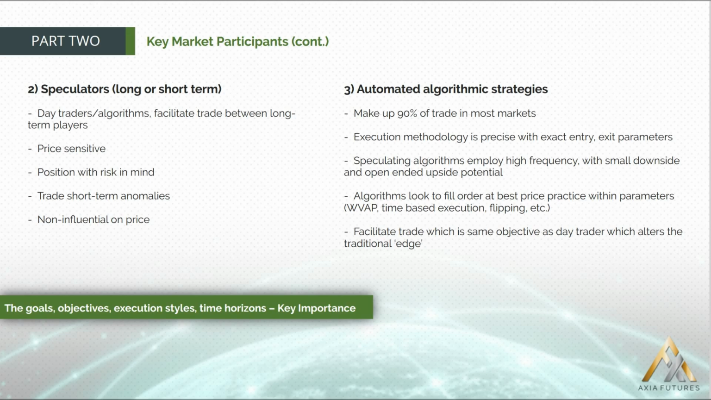So what are some of the characteristics that define speculative participants? Well, first and foremost, speculative participants can be short or long-term, or even algorithmic. They tend to move price between longer term players. In other words, they tend to facilitate trade between the longer term participants. They bring the longer term participants into the market by moving price up and down.